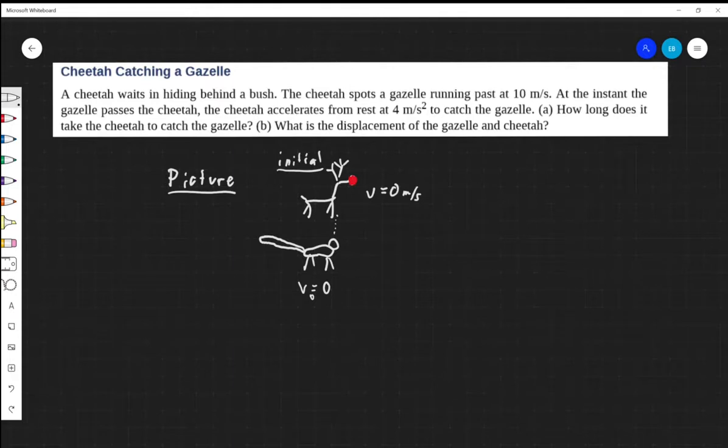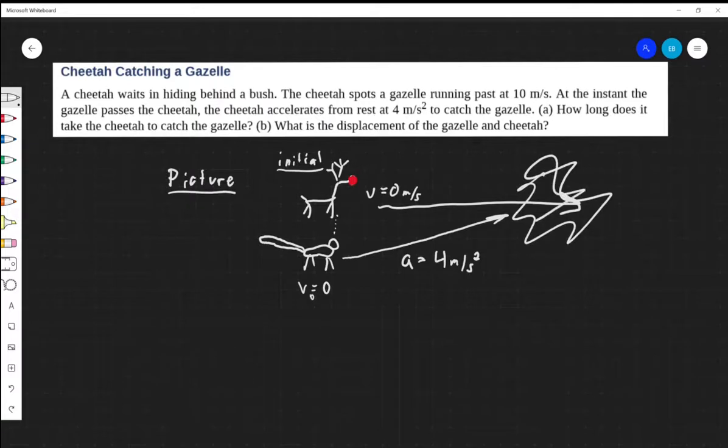And this gazelle is going to keep running. And when he's running along, our cheetah is going to try to run to intersect it. He's going to have some acceleration equal to 4 meters per second squared. And they're going to collide and crash into each other. I'm going to imagine they're going to have a tea party instead, they're going to hang out and they're friendly, gazelle and cheetah.